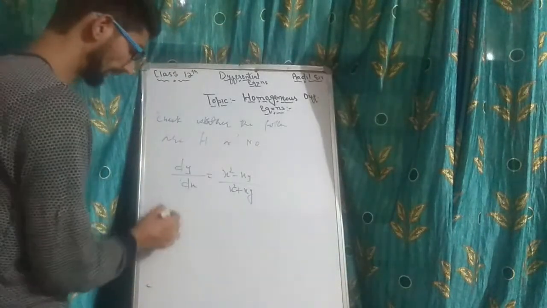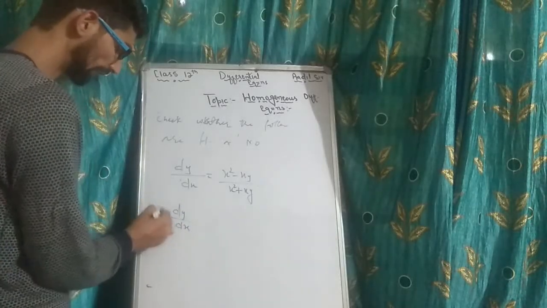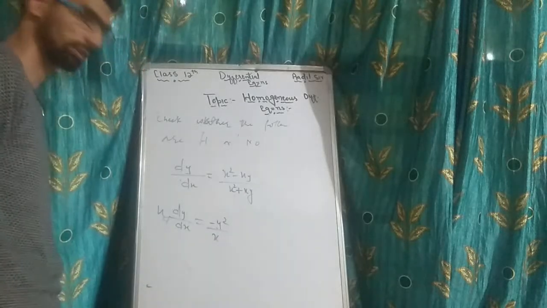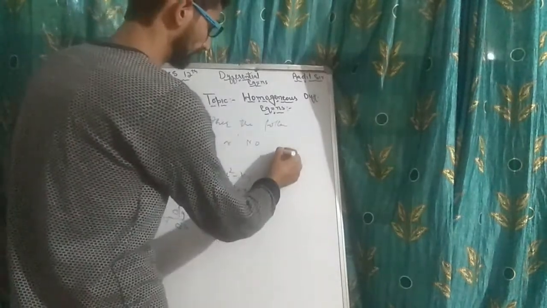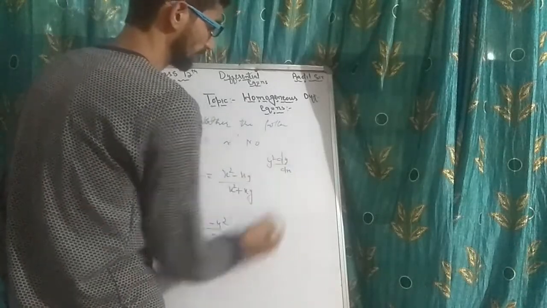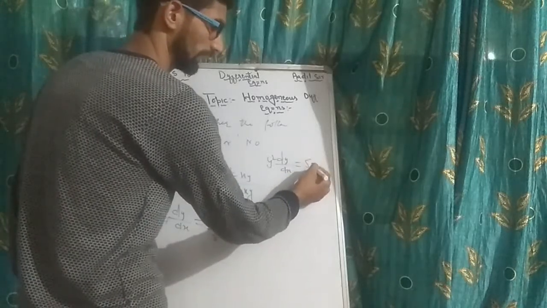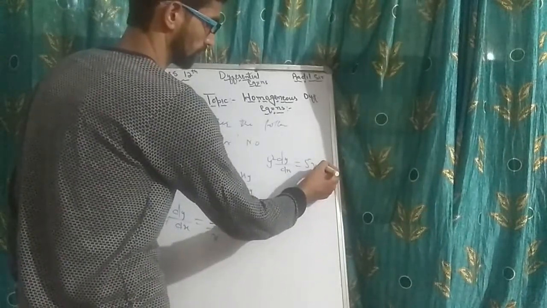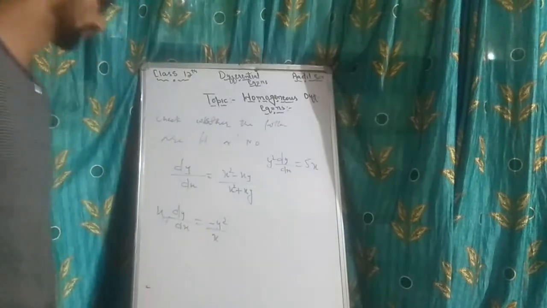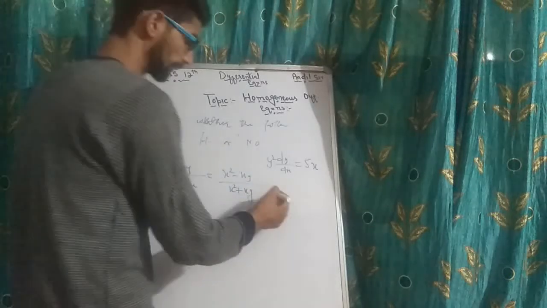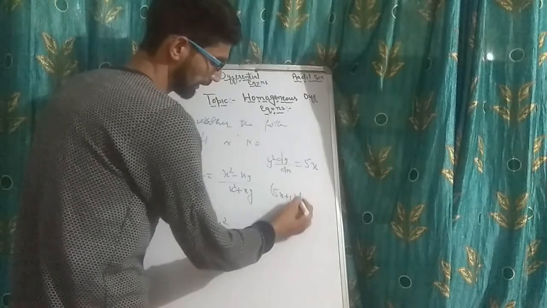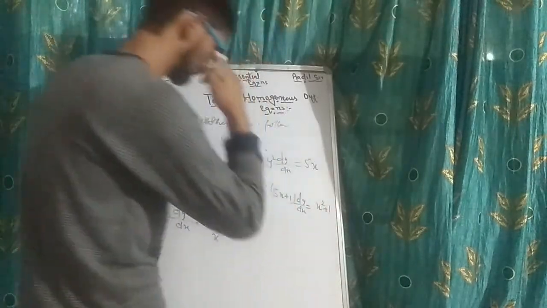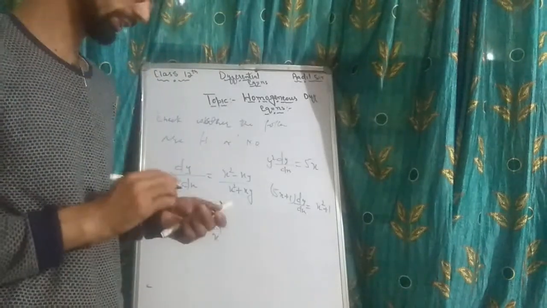Another example, you take x dy by dx equals minus y square divided by x. This is another example. And the third one, you take dy by dx equals 5x. So these are the three differential equations you have to check. Now you take another example: 5x plus 1 dy by dx equals x square plus 1. You have to check whether this is homogeneous or not.